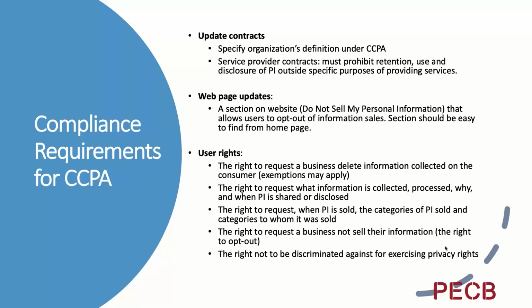Users have the right for a business not to sell their information. Again, that right to opt out. And users have the right not to be discriminated against for exercising privacy rights. So you can't charge a fee for a user who is enforcing their privacy rights. You can't make one product for people who do not care about privacy and another product with stricter privacy controls for a different price. It's the same playing field, basically. You have to provide the exact same product and service, regardless of whether the person is enforcing their privacy rights or not.